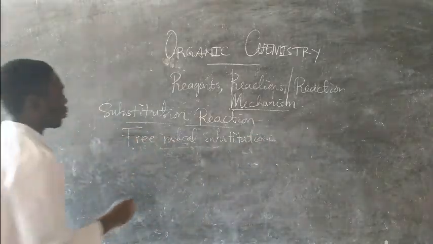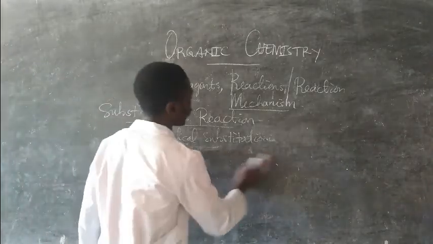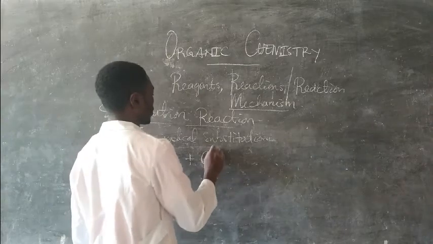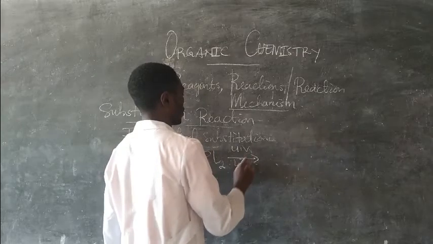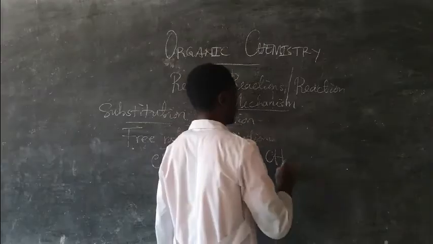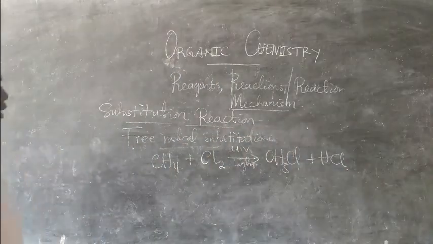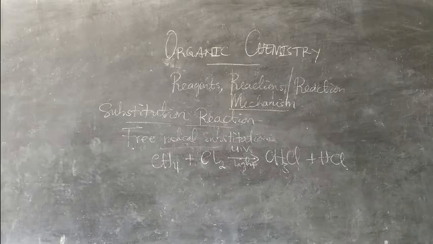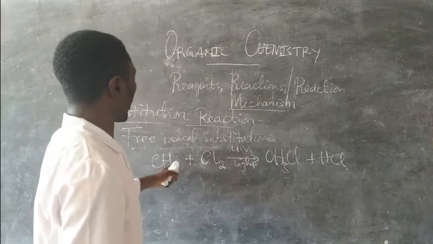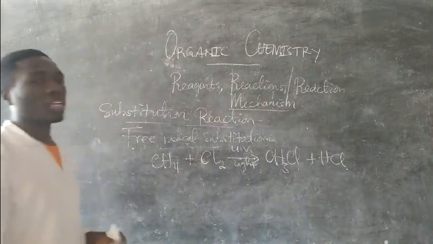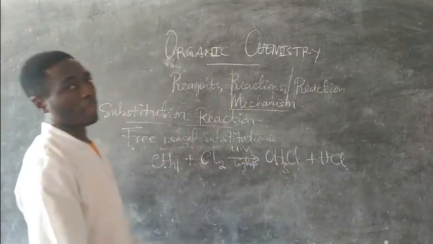For the free radical substitution reaction, an example is the chlorination of methane in UV light. I'm sure we have had this in many past GCE questions. So we have CH4 plus chlorine in UV light to give us CH3Cl, chloromethane, plus HCl. So what happens is that one of the hydrogen atoms has been replaced by a chlorine atom. We are going to see how this takes place, what the reaction mechanism is.